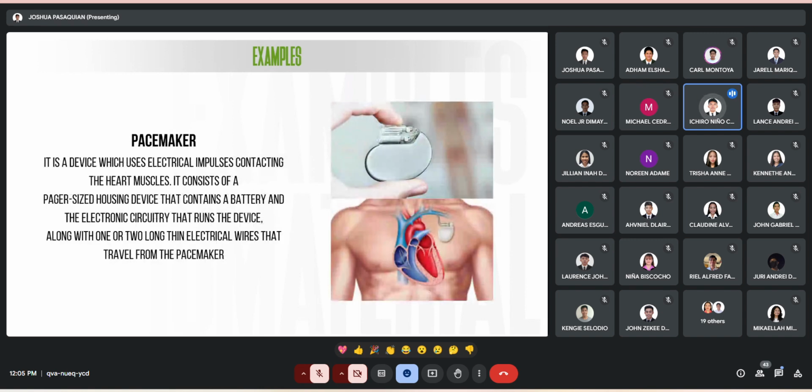Next example po would be the pacemaker. This is a device that uses electrical impulses contacting the heart muscles. It is of a pager-sized housing device that contains a battery and the electronics circuit that runs the device, along with one or two long thin electrical wires that travel from the pacemaker. Now, looking po at the image, we see that the pacemaker is connected to the heart.